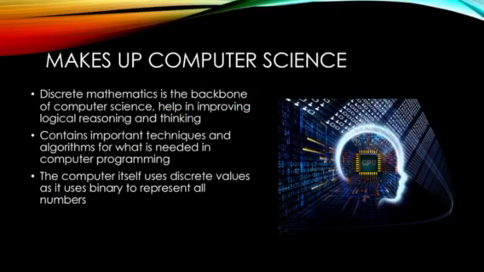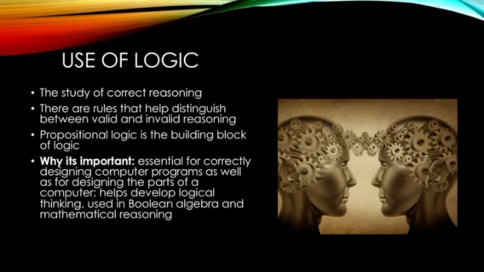all numbers. So the next reason is important because of the use of logic, and logic is simply the study of correct reasoning. Within logic, there are rules that help distinguish between valid and invalid reasoning. Propositional logic is the building block of logic, and is where, as you know, propositional statements come from. It is important because it is essential for correctly designing computer programs, as well as for designing the parts of a computer.